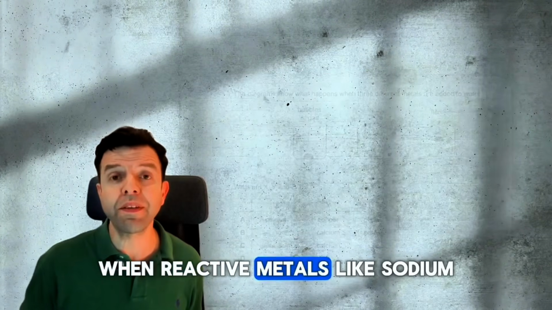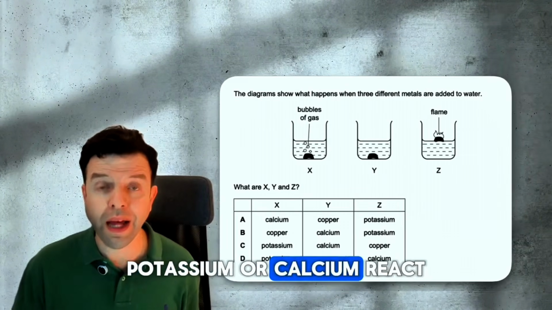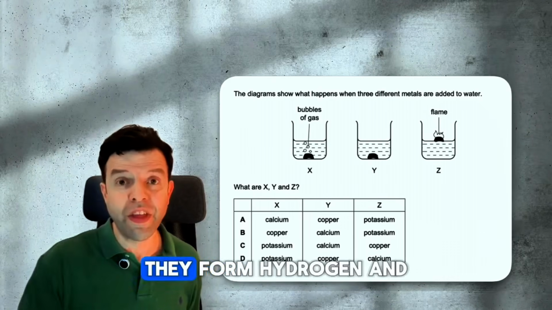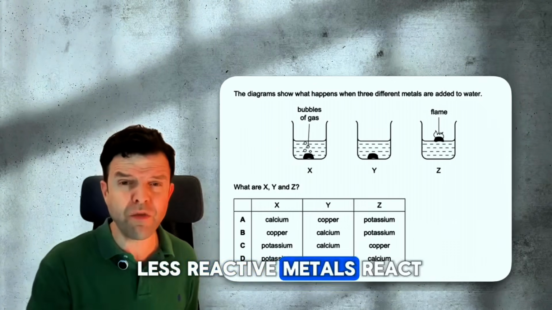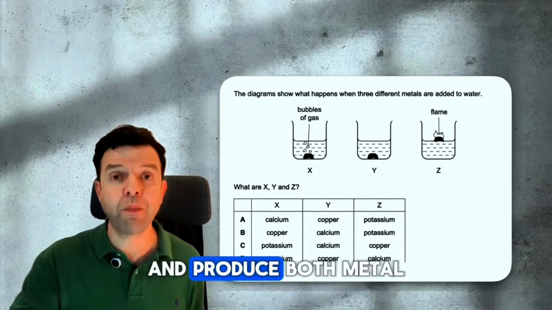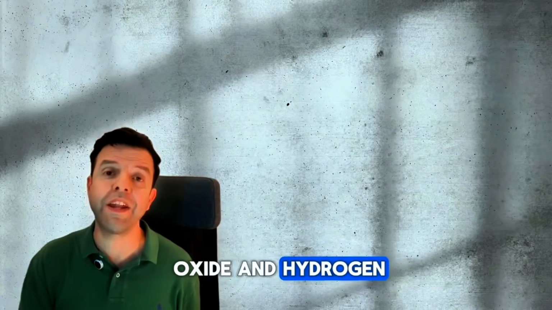When reactive metals like sodium, potassium, or calcium react with water, they form hydrogen and metal hydroxide. On the other hand, less reactive metals react with steam and produce both metal oxide and hydrogen.